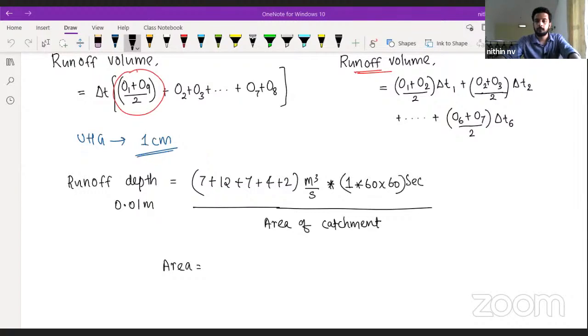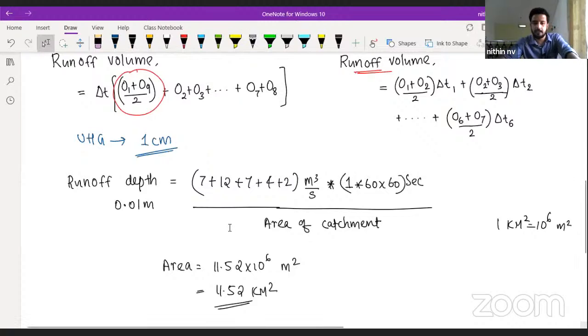Everyone, let me check my calculation also. Yes, are you getting 11.52 into 10 raised to 6? Sorry, I missed my calculation somewhere. Yes, thank you. So 11.52 into 10 raised to 6 meters square. So we know 1 kilometer square is equal to 10 raised to 6 meters square, that is 10 raised to 3 into 10 raised to 3. So that is going to be, that's it. Right? So what is the answer of the first part?